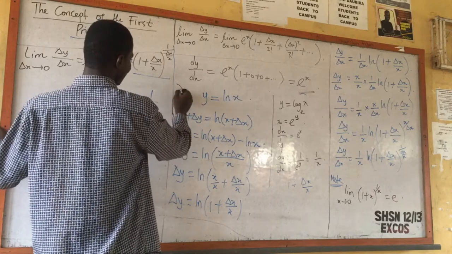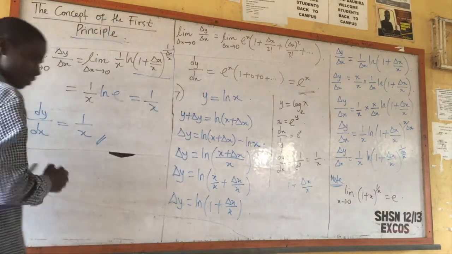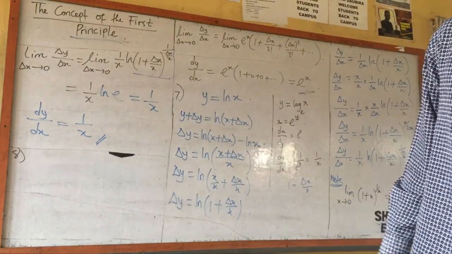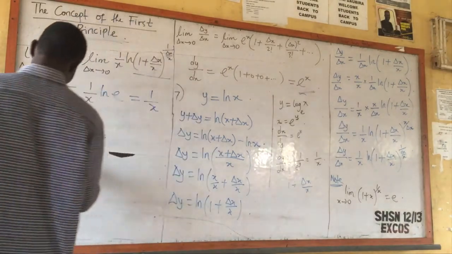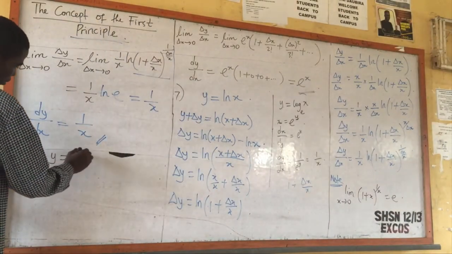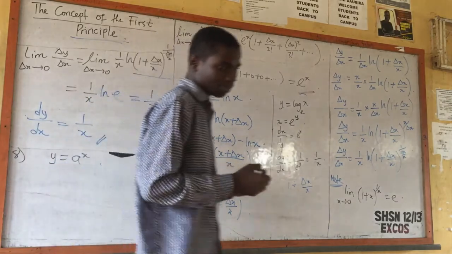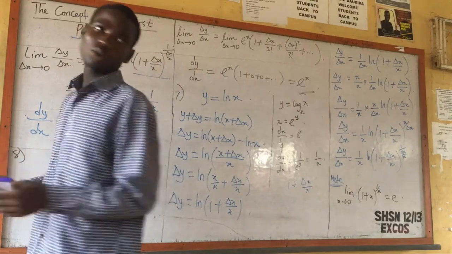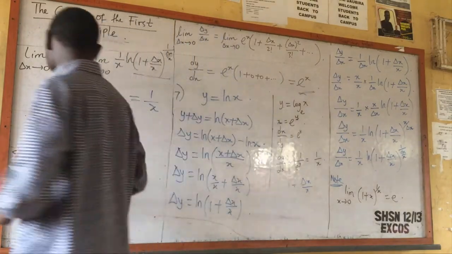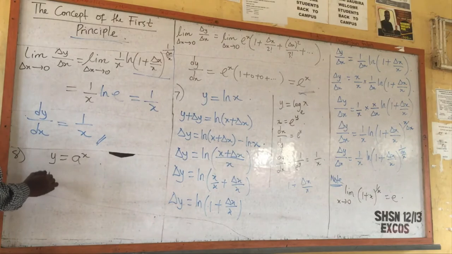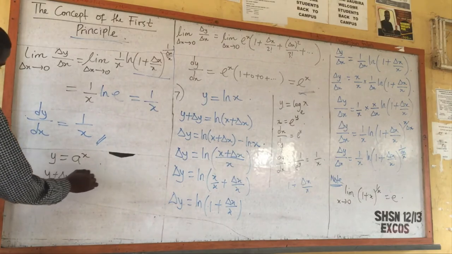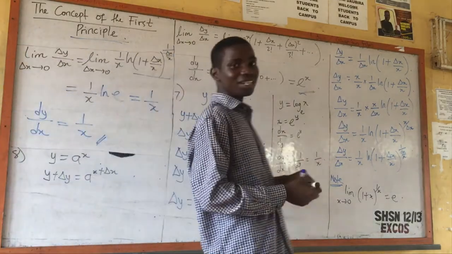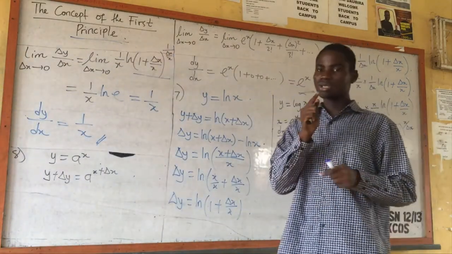This is example 7. The next one, example 8. Example 8 is saying y is equal to a raised to power s. So what do we do from there? The first thing I will do is add increments: y plus delta y, s plus delta s. Immediately, no, don't go that way.